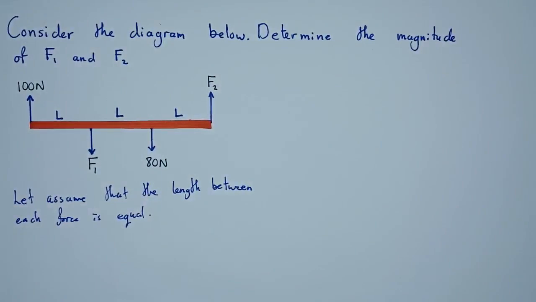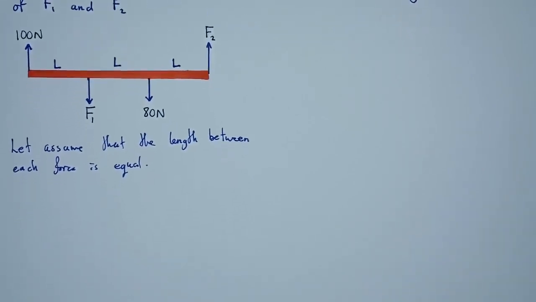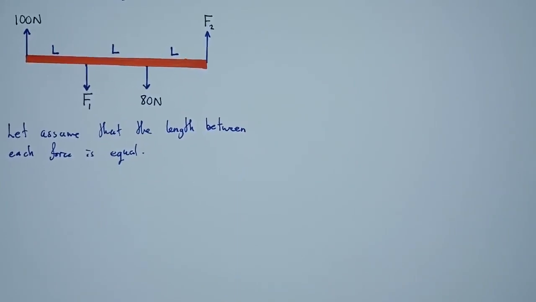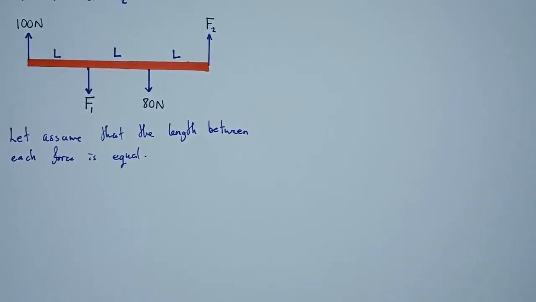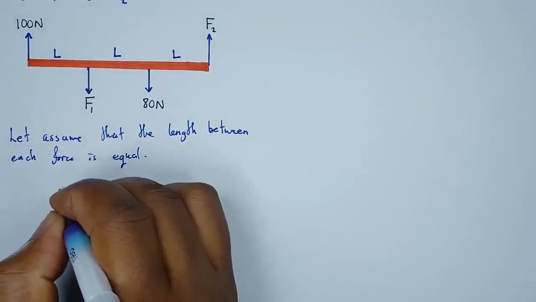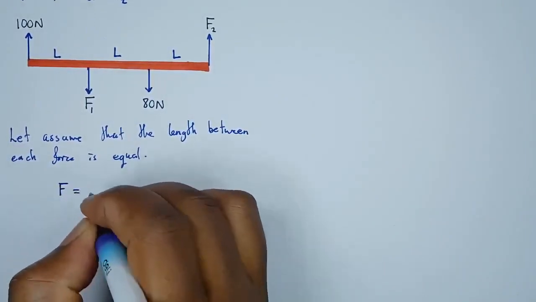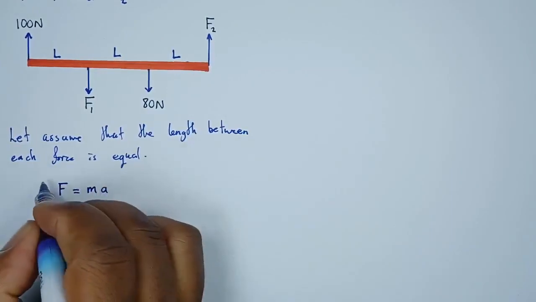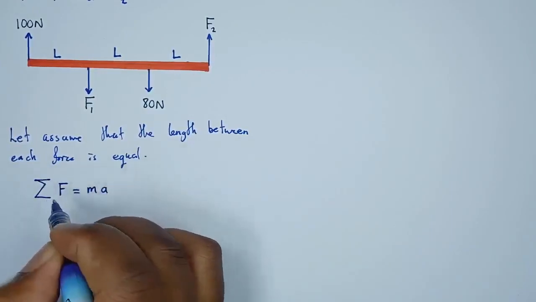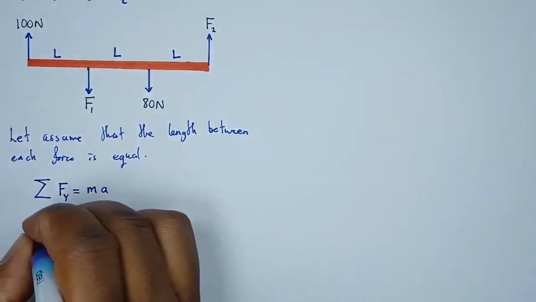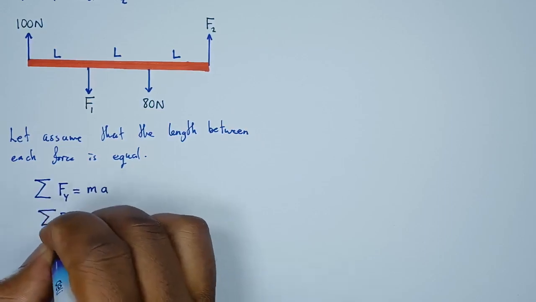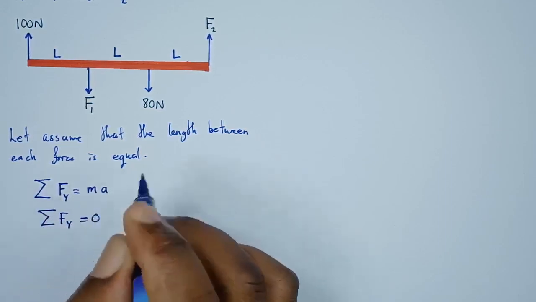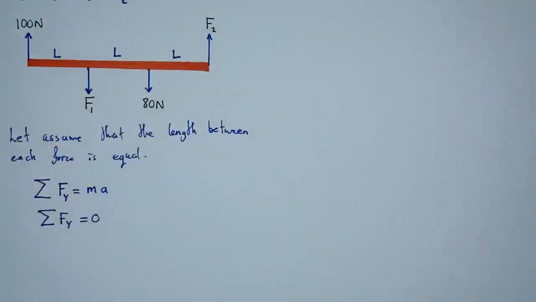So to start with, let's consider Newton's second law of motion, which says that force is a product of mass and acceleration. In this case, we'll just focus on the y-axis, because we don't have forces in the x-axis. So we're going to sum the forces in the y, and the summation of forces in the y is equal to 0, because acceleration is 0; this system is not in motion, it's stationary.